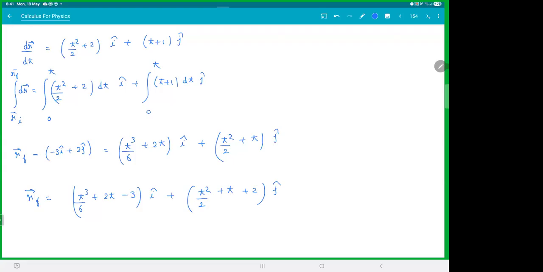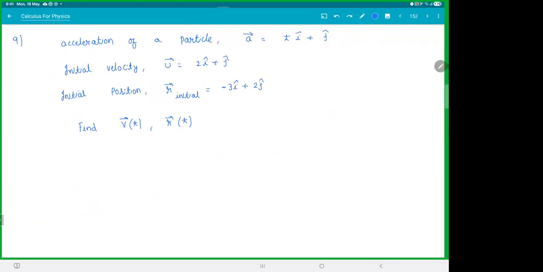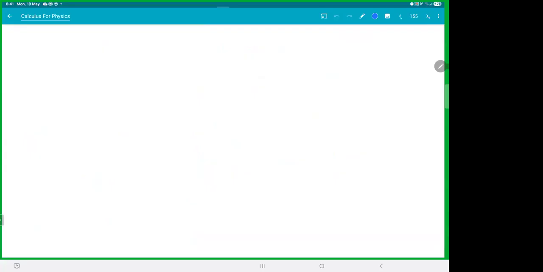Great. Let's see one more like this. Acceleration is given by sin 2t i cap plus cos 2t j cap. At t equals 0, your velocity vector is 0. Find velocity as a function of time t. Then I can ask you position also, but this is fine.